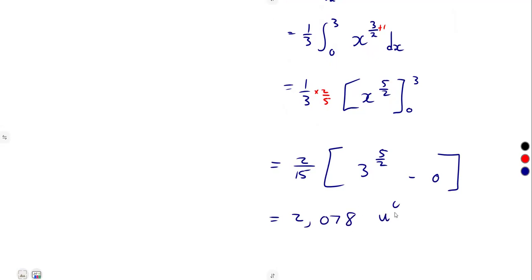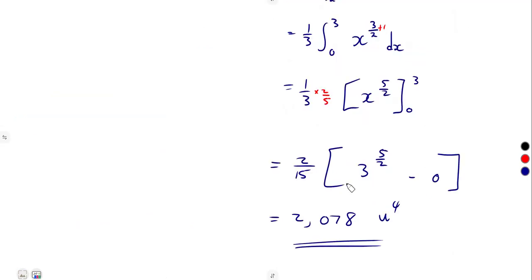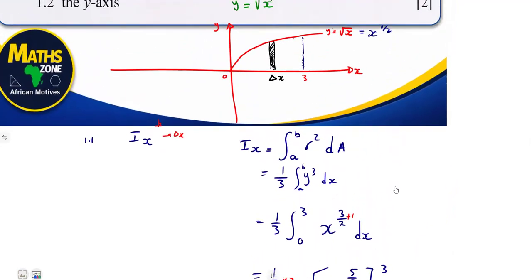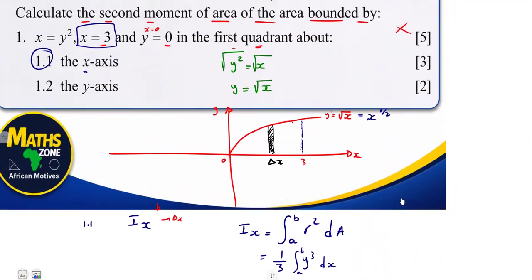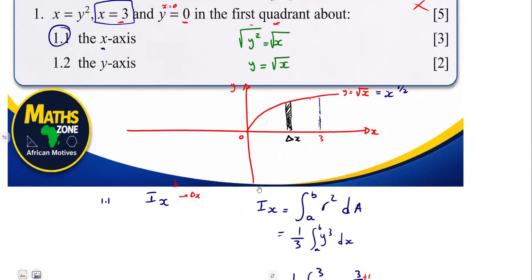Multiply. That was going to give us 2,078. And the units for the second moment of area will be the units to the exponent of 4. All right, to the exponent of 4. First moment to the exponent of 3. Second moment to the exponent of 4. So that will be what you will be having on the second moment of area with respect to the x, that is, you are working with the x-axis as your reference.